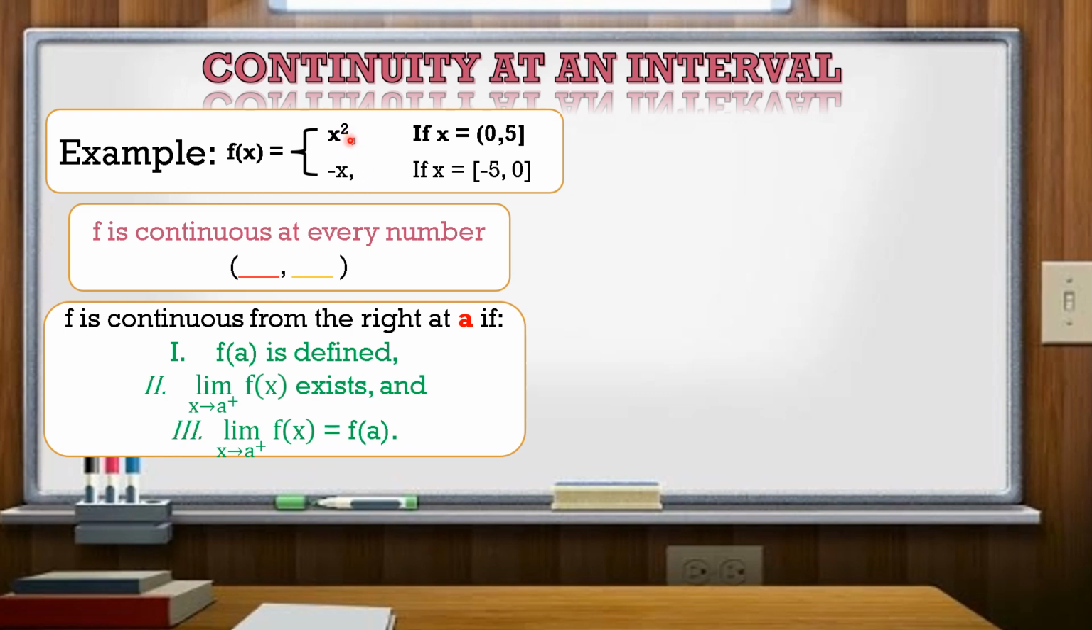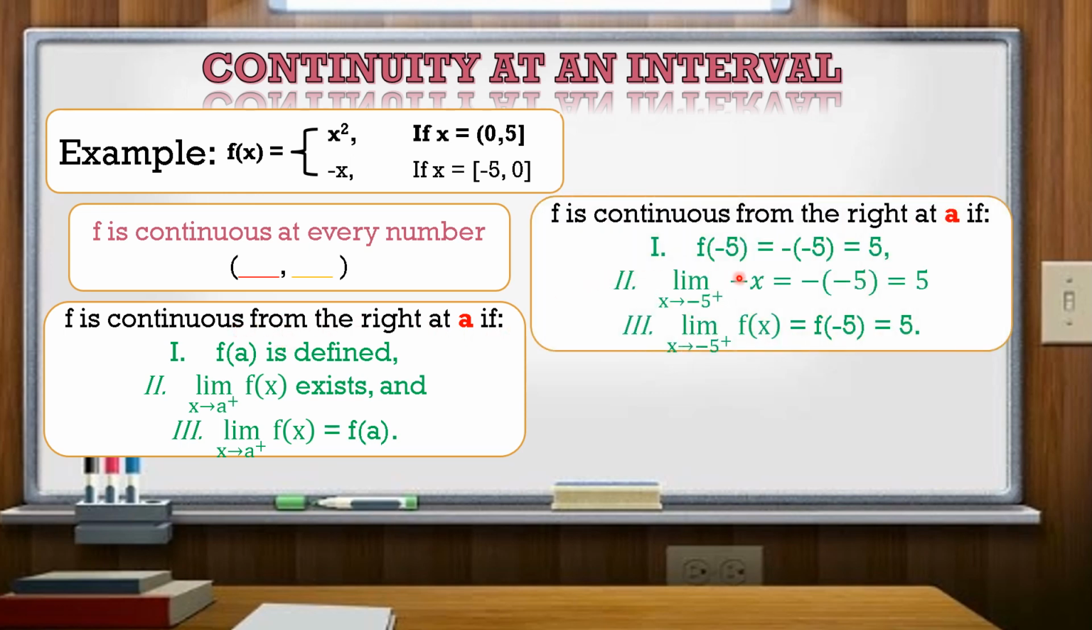Yung isa, x squared, yung isa naman negative x. So para sa right at A, aling functions ang gagamitin natin? That is, if x is equal to negative 5, 0. So our A here is negative 5, and the function is negative x. So ito yung gagamitin natin para makuha kung continuous ba yung function natin from the right at A.